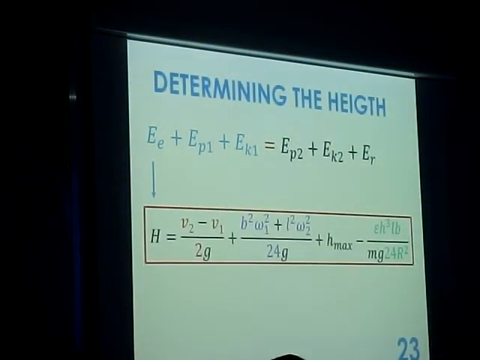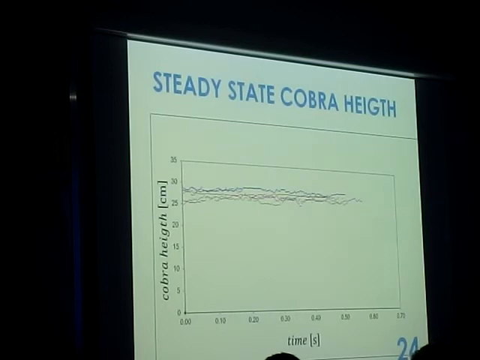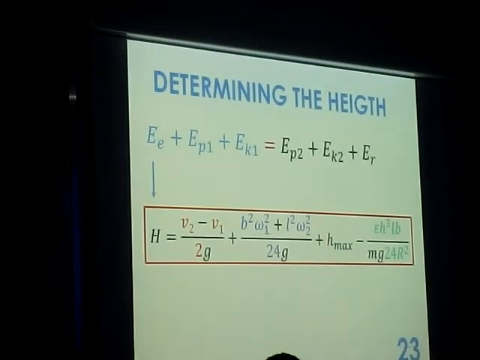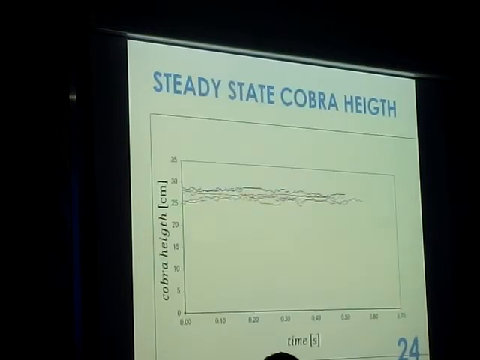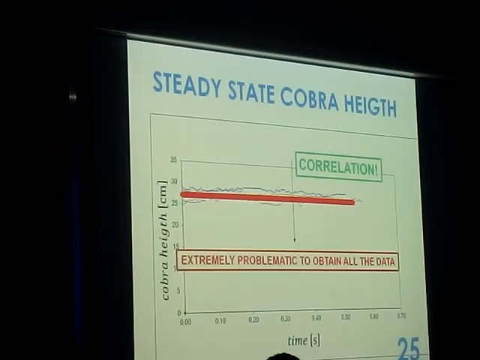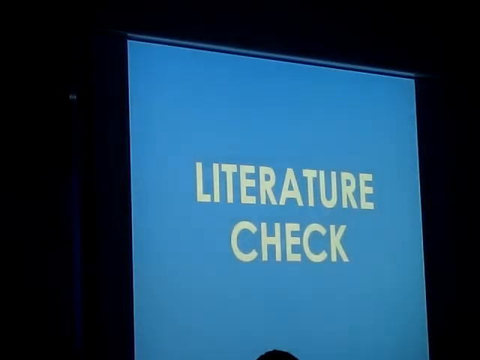height, which also involves such terms, but we will see that it correlates with our measurements. Here you can see five measurements of the same cobra correlated with it, but it's extremely problematic to obtain all the data such as anti-rotations, so we will see a better theoretical model.